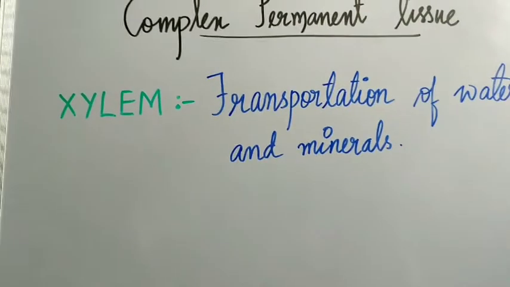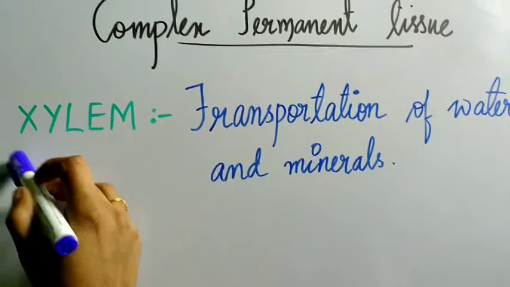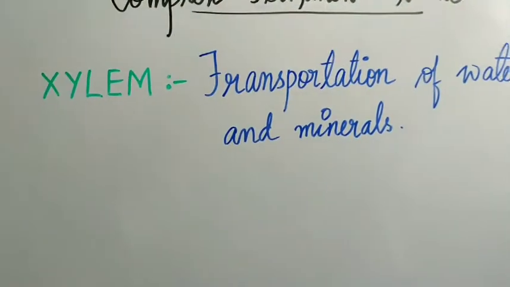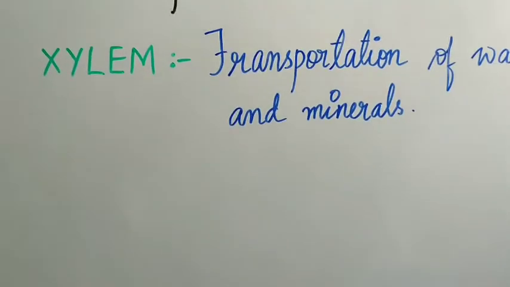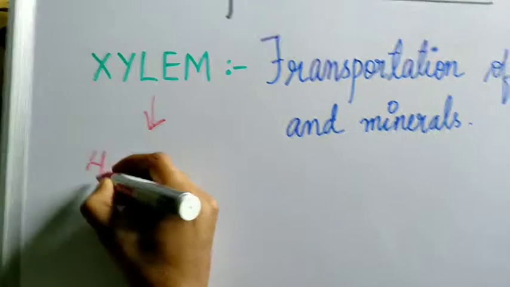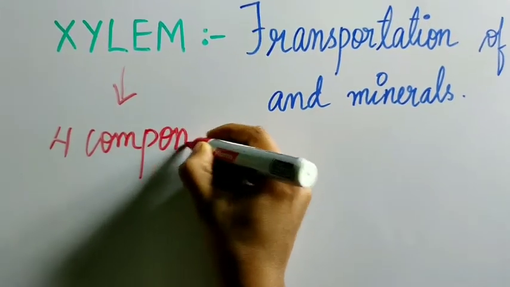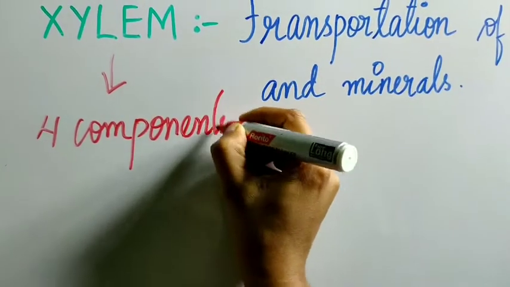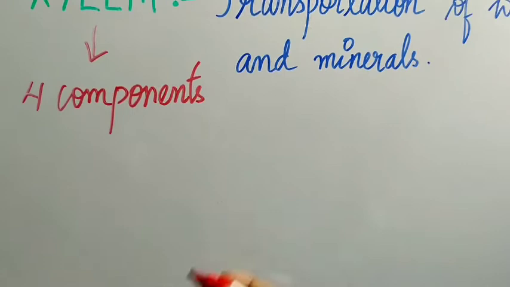Now, when I say xylem, it is a tissue, but this tissue is made up of different types of cells. It has 4 components. Xylem tissue is made up of 4 components. When I say 4 components, it means that it is made up of 4 different kinds of cells. Let us see which they are.